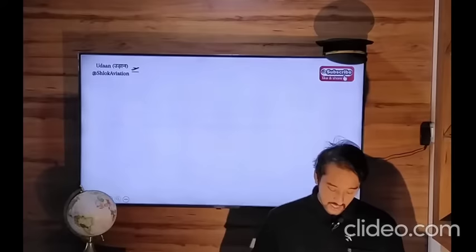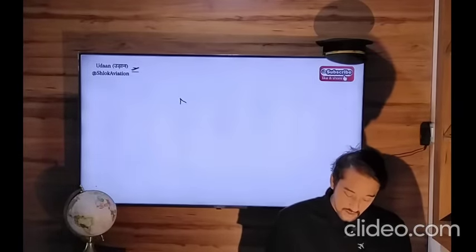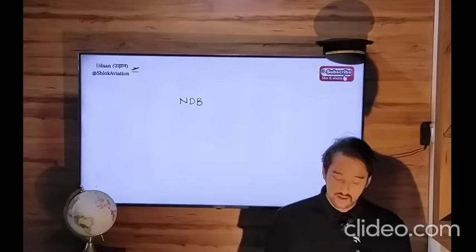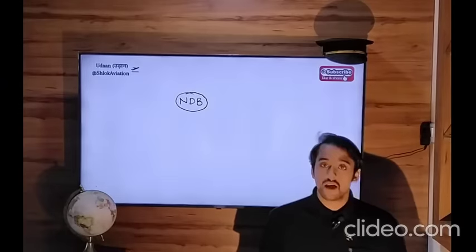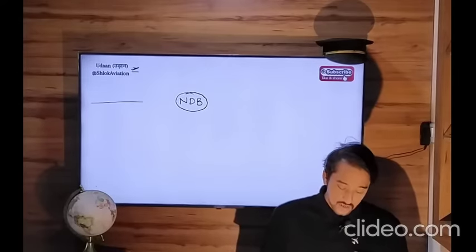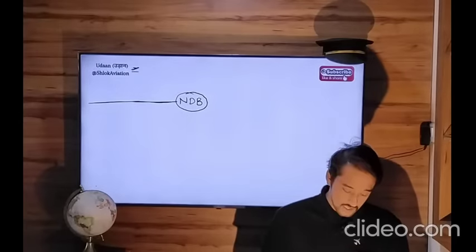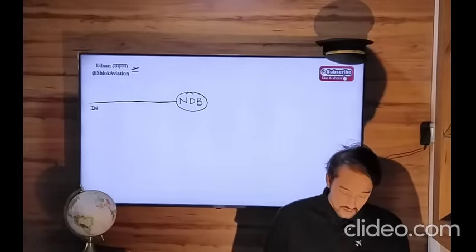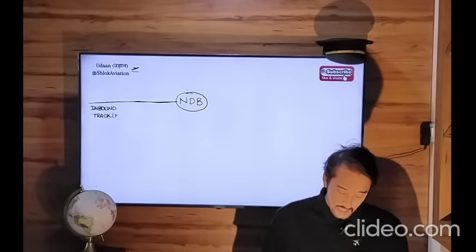So now let's check the basics. Let's say this is your NDB station, right? And this is your track to the NDB station. Inbound track towards the NDB station. Let's say magnetic track. So this will be called QDM.